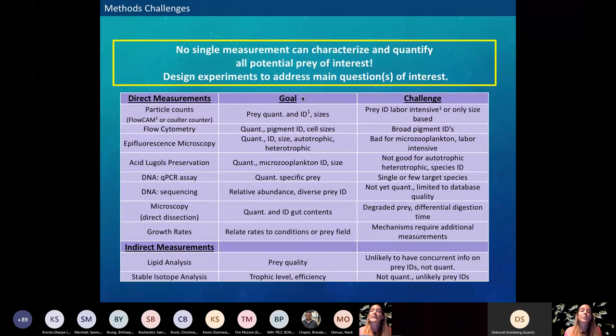So no single measurement that we have yet can characterize and quantify all potential prey of interest, unless you have a very simple predator, which I don't think exists. So you have to be sure to design your experiments to address your questions of interest and do your best to know what kind of prey you're dealing with.